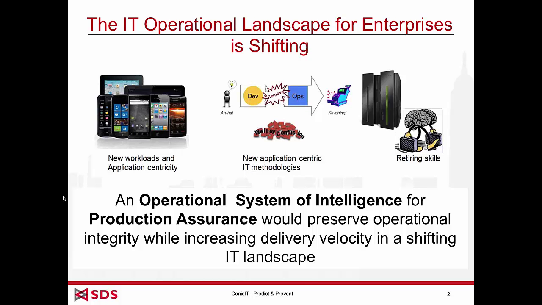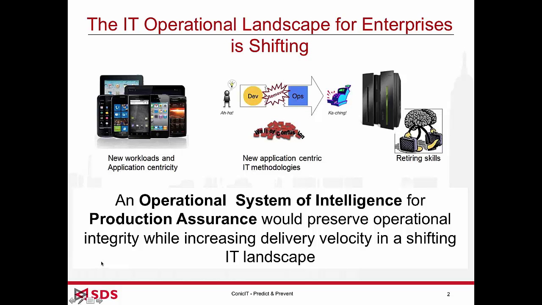And so the idea is, in order to be able to handle all those different pressures, it would be great to create this notion of a system of intelligence. And I'll talk in a little bit about what this notion of a system of intelligence is. But to manage production assurance on the mainframe that would preserve your operational integrity, but still increase delivery velocity in a shifting IT landscape. And that's important because as these new workloads are coming on, organizations in the mainframe need to be able to handle and change much more quickly than was ever required before.